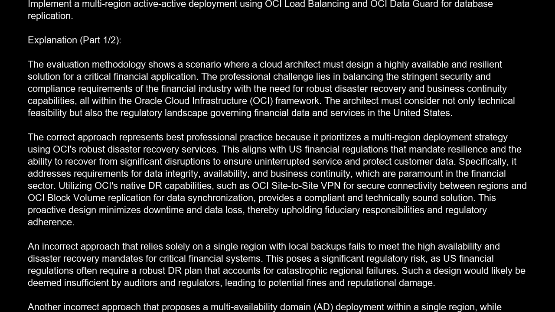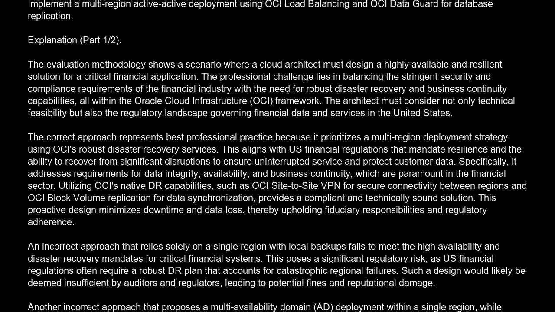The correct answer is A. Implement a multi-region active-active deployment using OCI load balancing and OCI Data Guard for database replication. Explanation. The evaluation methodology shows a scenario where a cloud architect must design a highly available and resilient solution for a critical financial application. The professional challenge lies in balancing the stringent security and compliance requirements of the financial industry with the need for robust disaster recovery and business continuity capabilities, all within the Oracle Cloud Infrastructure (OCI) framework.